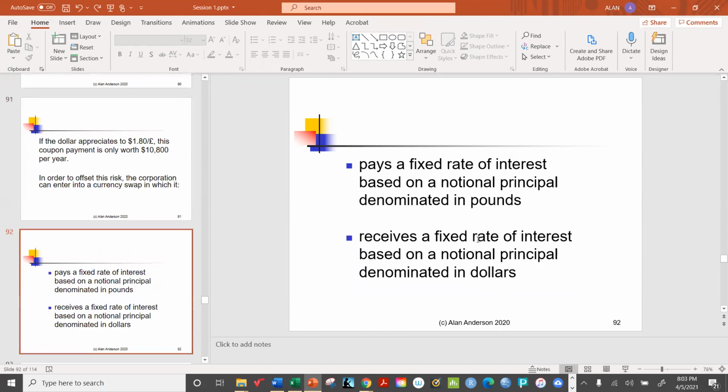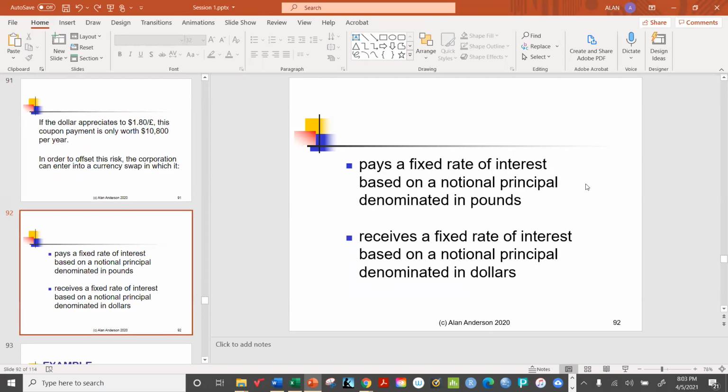So what do we do? Well, we approach a dealer and say, listen, we want to pay a fixed rate of interest to you, the dealer, based on a notional principal denominated in pounds. And what we want you to pay us is a fixed rate of interest denominated in dollars. That way, the number of dollars we earn every year is the same no matter what happens to the exchange rate.